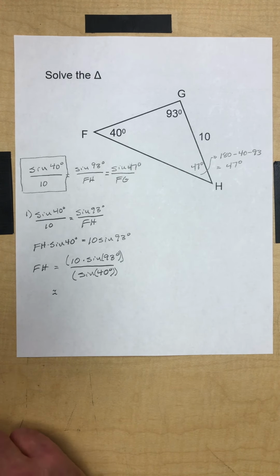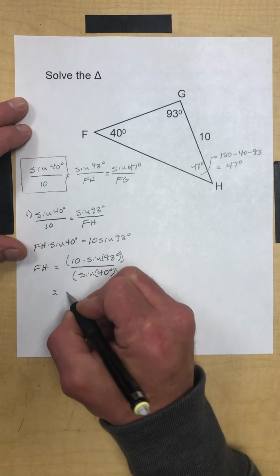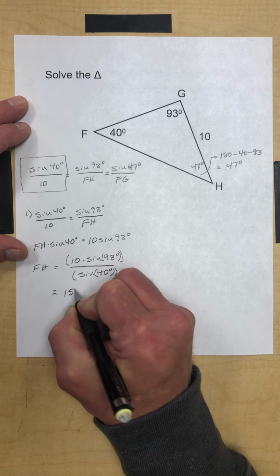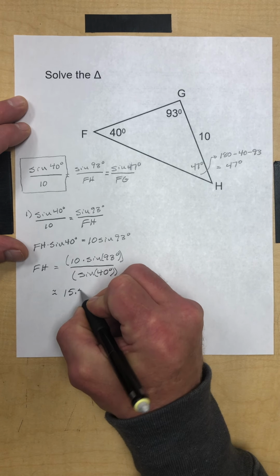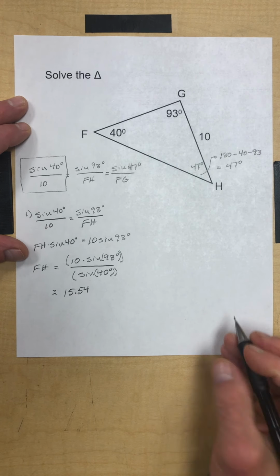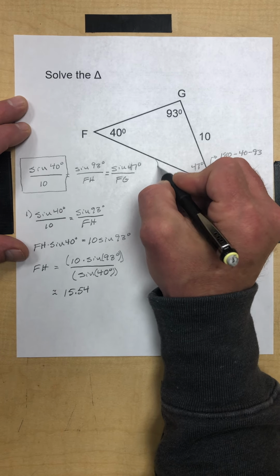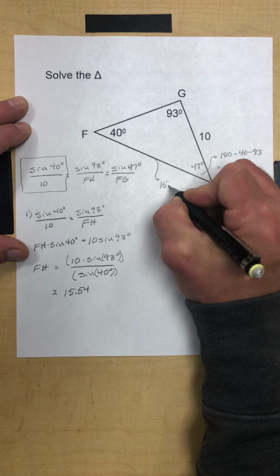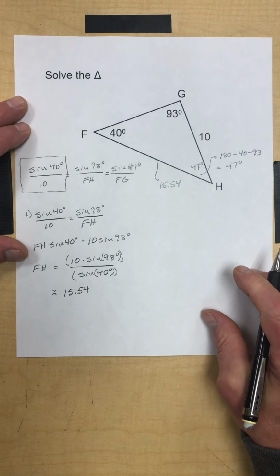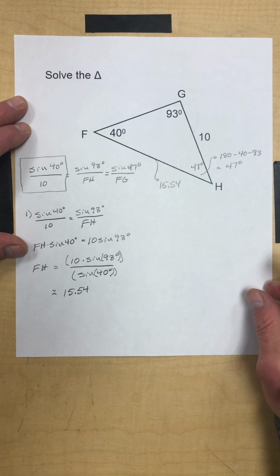Okay, so let's see, I go parenthesis, 10 times the sine of 93, and then two parentheses, divided by parenthesis, sine of 40 degrees, and then two parentheses, and hit enter. And it comes out to be, when I round things off, 15.54. Okay, so FH right here is 15.54 units, and we don't have a unit of measure, so it's just 15.54.